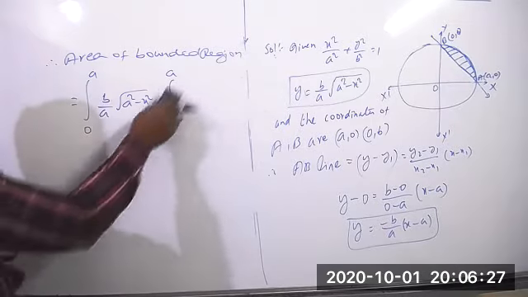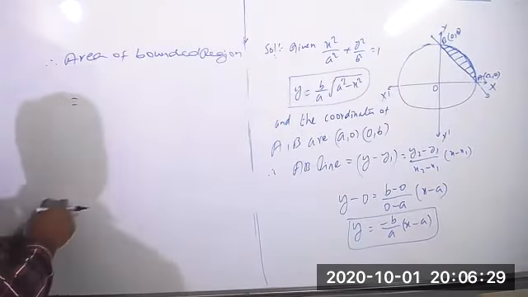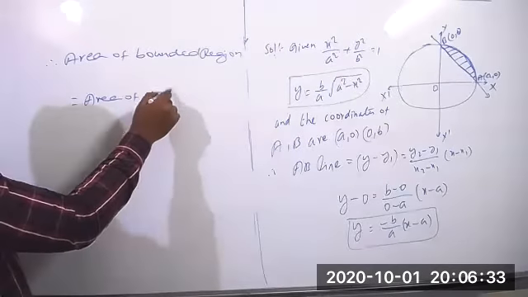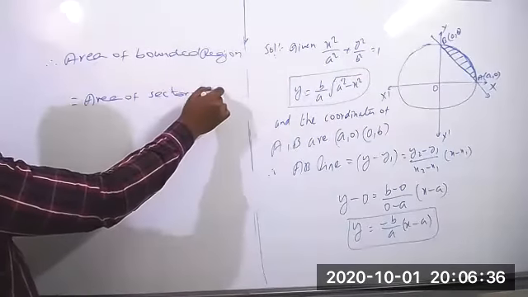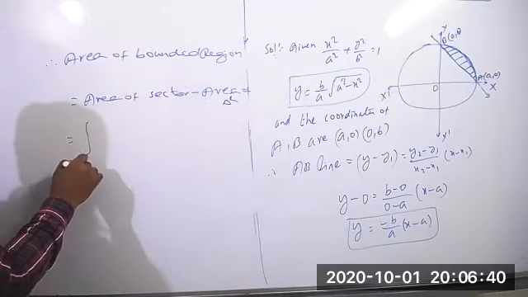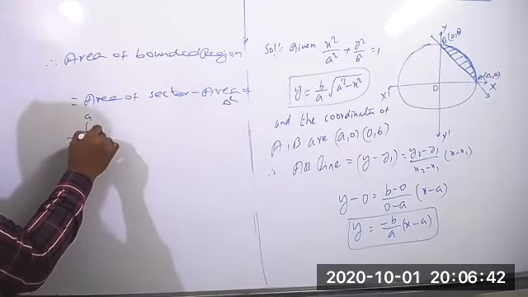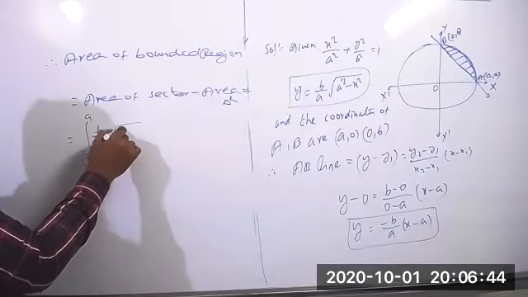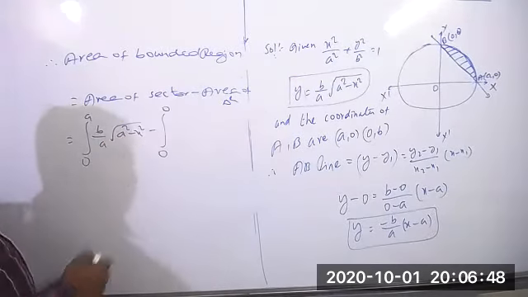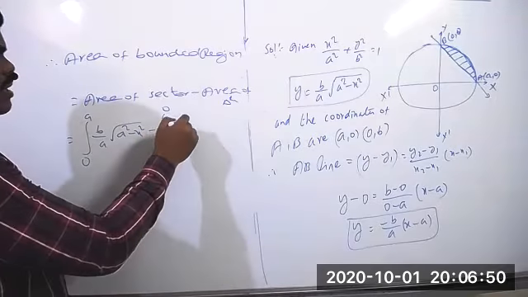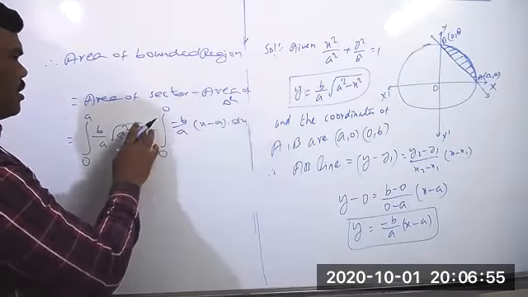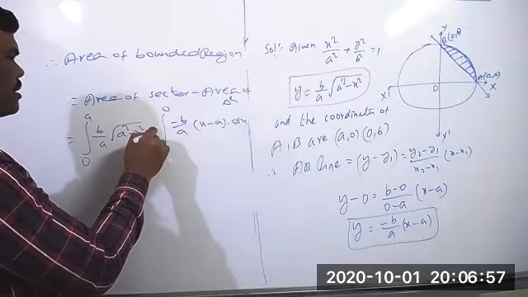Or else if you want, before taking this condition, write clearly that. Area of the sector minus area of triangle, then you can take 0 to a, b by a into root of a square minus x square, minus integration of 0 to a, this is the line b by a into x minus a into dx. Here also you can write now into dx.